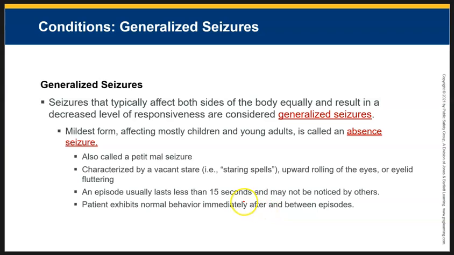A generalized seizure, however, can affect both sides of the body equally because the entire brain is included, and we can see a decreased level of responsiveness resulting. In the mildest form, that generalized seizure is a petit mal seizure or an absence seizure, in which the episode may last for less than 15 seconds and is represented by an absence of affect in the patient, a vacant stare, or sometimes rolling of the eyes.